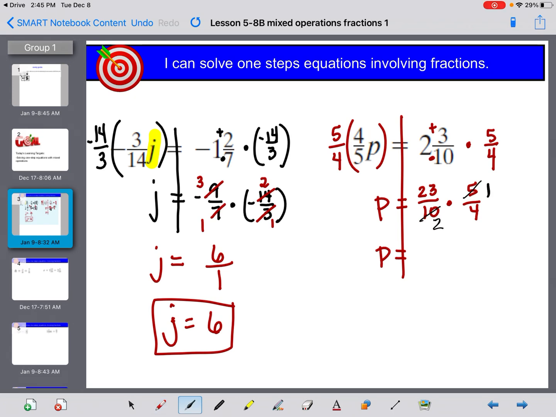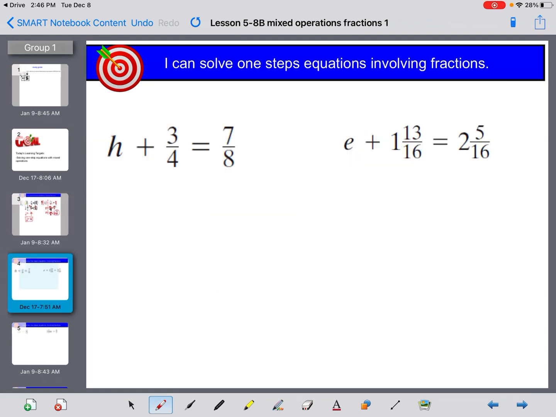I'm going to simplify the problem before I multiply. And I'm left with 23 times 1, which is 23, 2 times 4, which is 8. 8 goes into 23 2 times, and 5/8 remaining. Nope, that's not right. 7. My goodness. How about 7/8? 2 and 7/8. There we go.